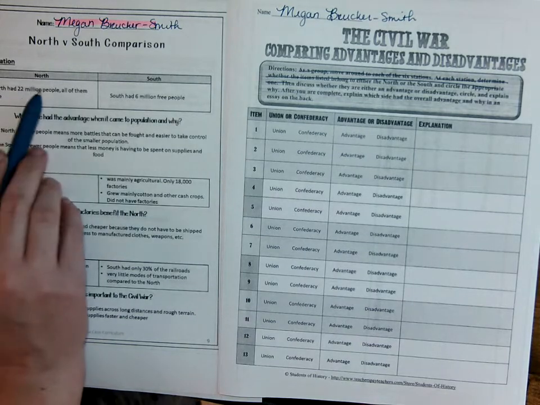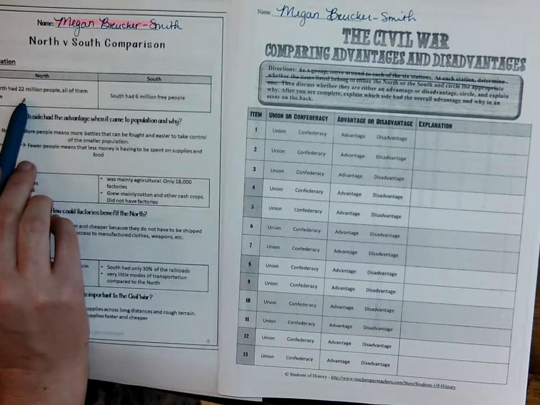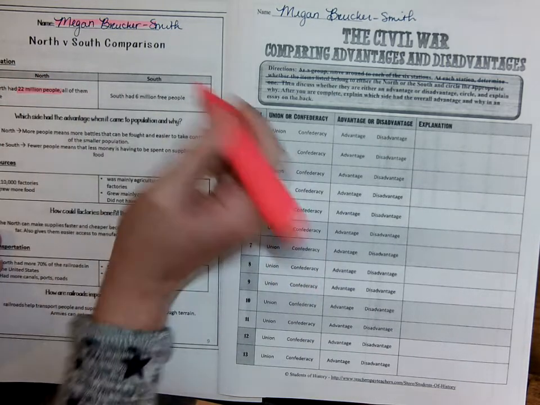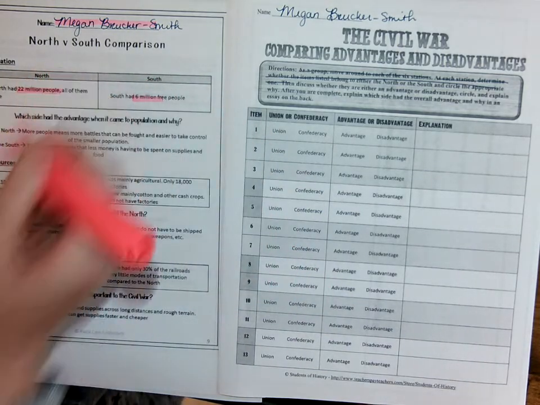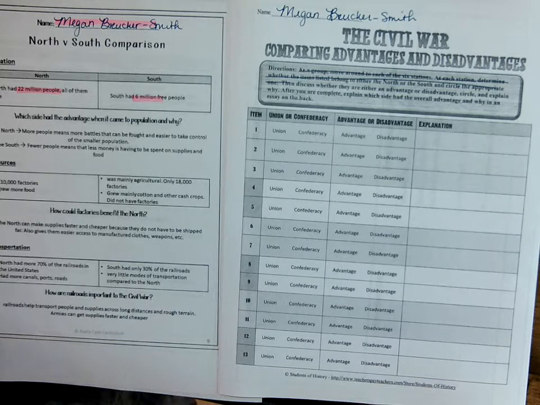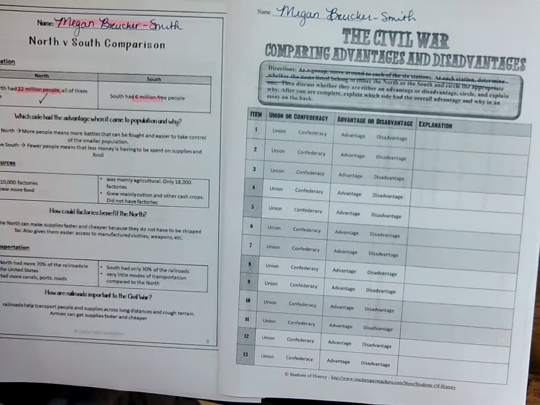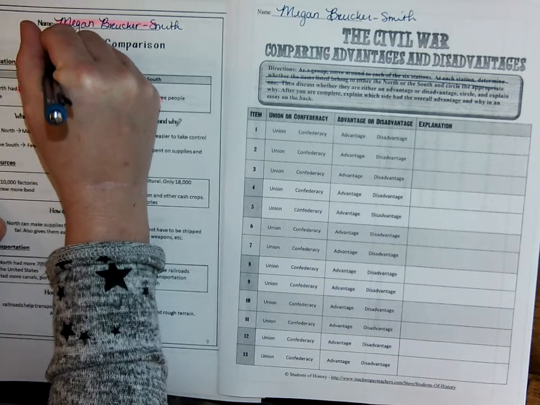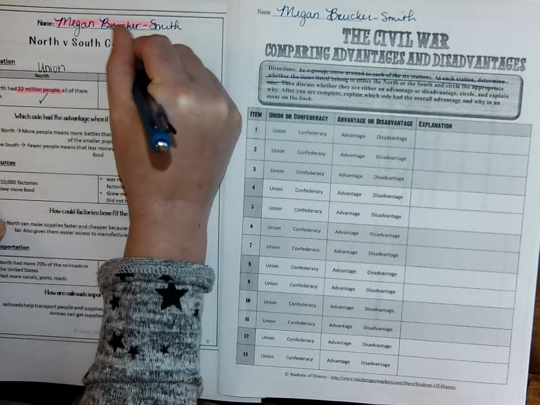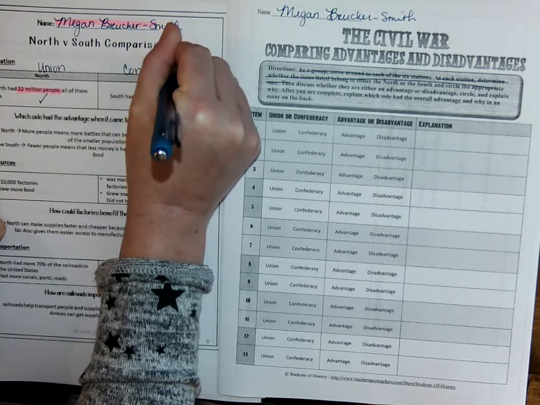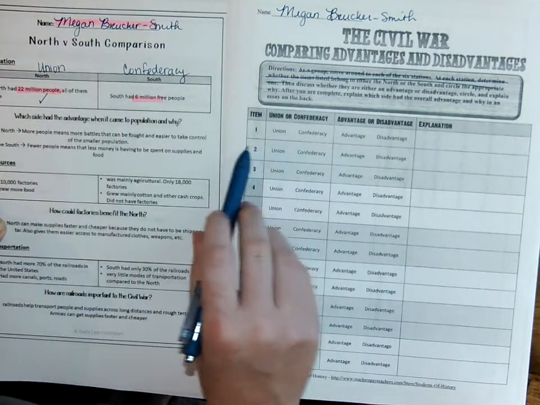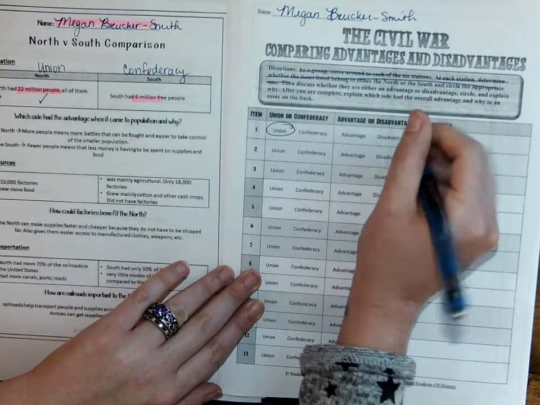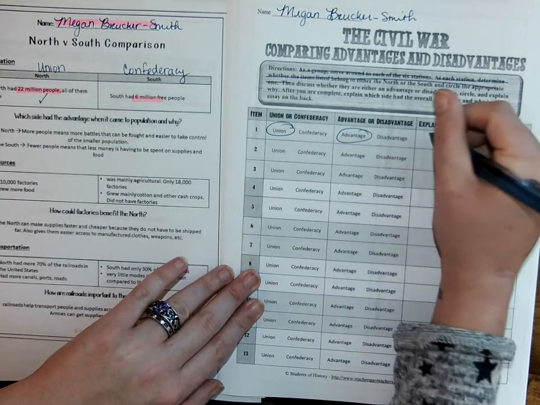Okay, so let's look up here. North had 22 million people, all of them free. South had 6 million free people. So 22 million, 6 million, North and South. So I would say having more people would be a benefit. So I'd come over here. Please remember that the North is the Union. South is the Confederacy. So when you see those words over here, that's what we're talking about. So the Union has an advantage.